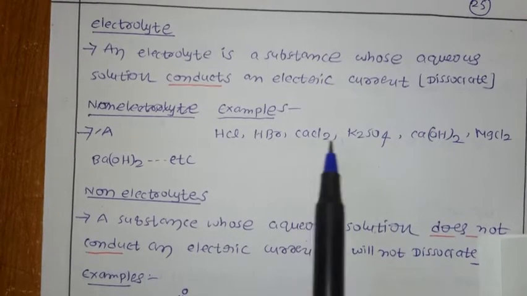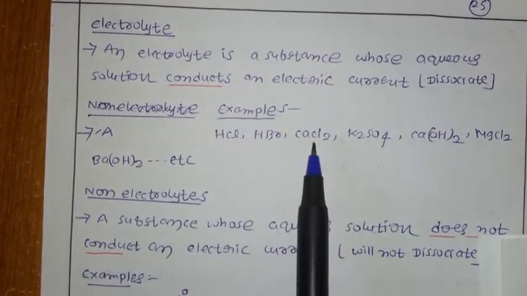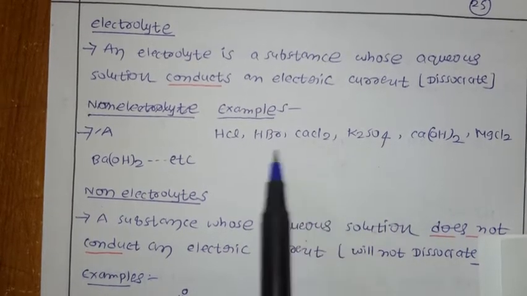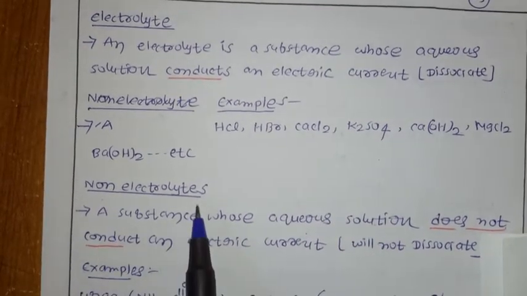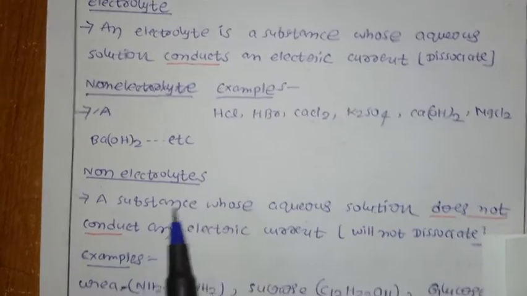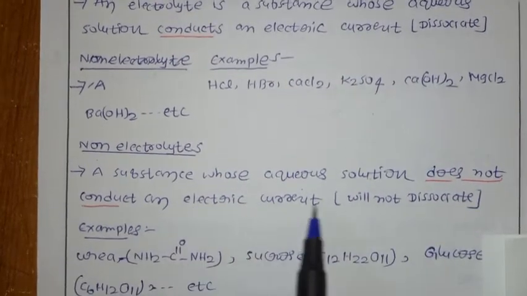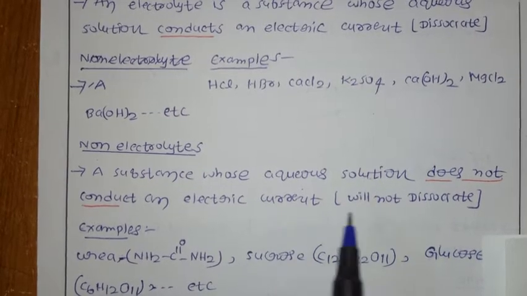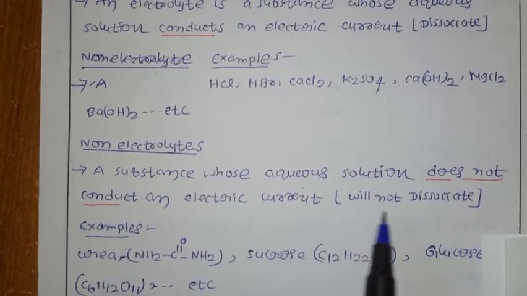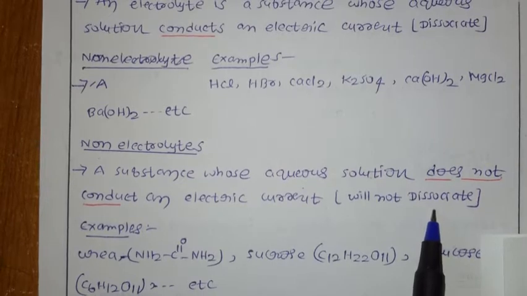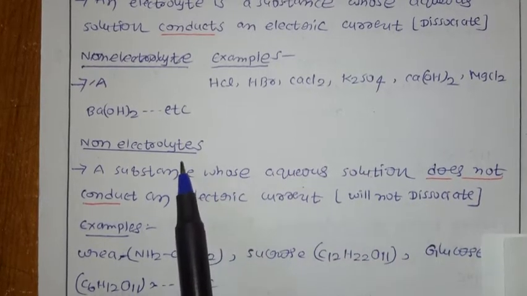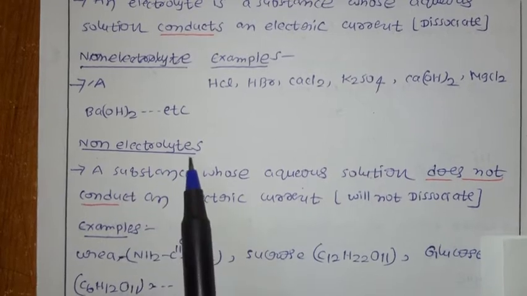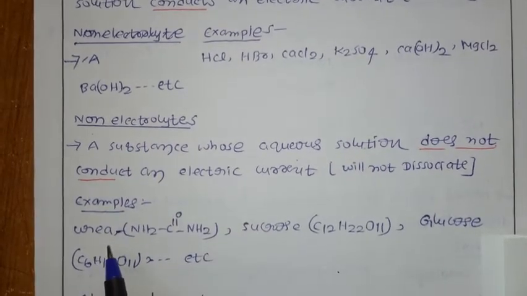You have to remember which is an electrolyte and which is a non-electrolyte, because we have numericals based on this. Next we have the non-electrolyte: a substance whose aqueous solution does not conduct an electric current. Simply, it will not undergo dissociation. If a substance does not dissociate, it is called a non-electrolyte. For example, urea.